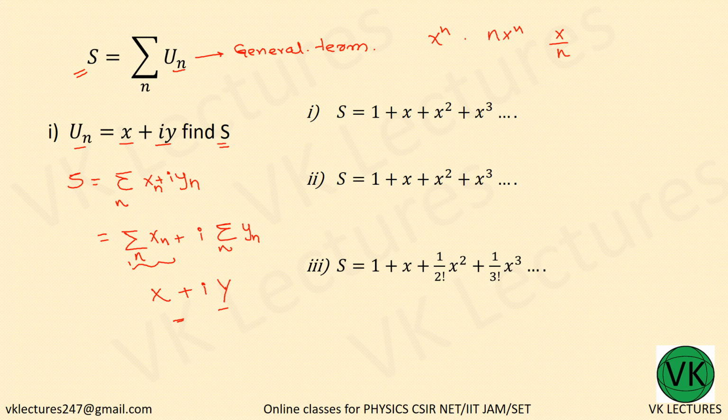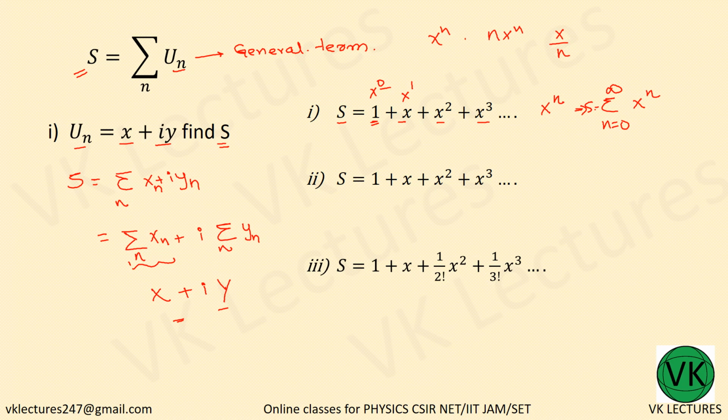Now coming to one example, here S is given as 1, x, x square, x to the power 3. So this is of the form x to the power n, where the first term is equal to x to the power 0, second term x to the power 1, etc. Then you can write the sum. Sum is nothing but S is equal to sum over n starting from 0 and going to infinity of x to the power n.